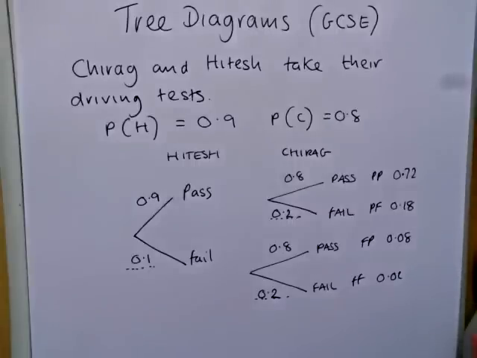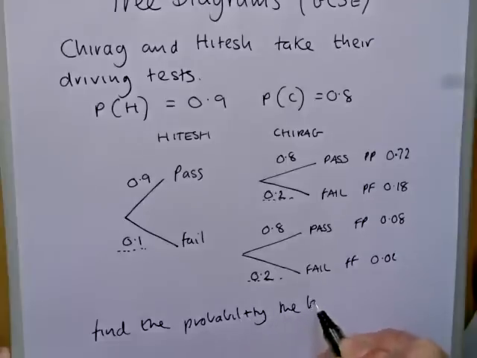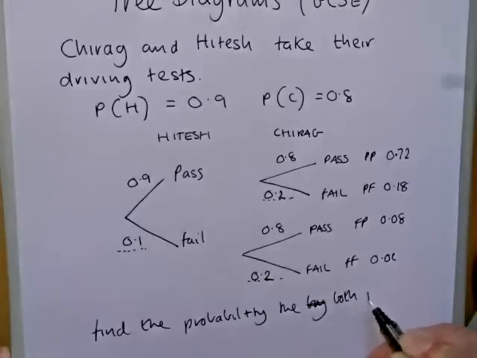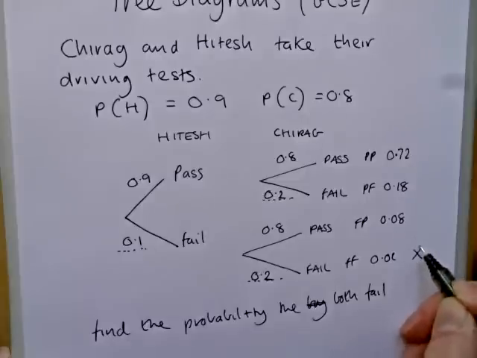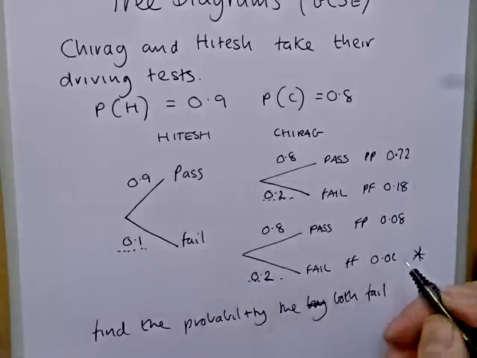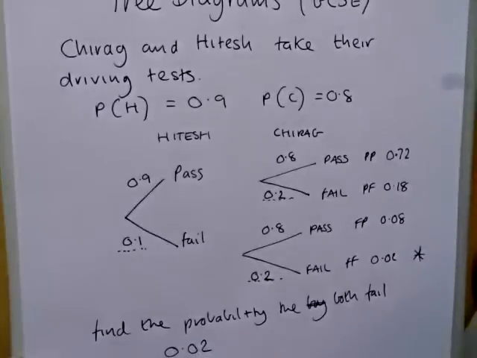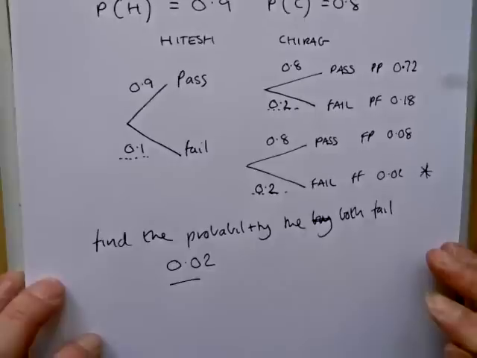So we then can be asked a number of different sort of questions. We might be asked the question, find the probability they both fail. That's Hitesh failing and Shirek failing, which would be 0.02. So we can simply take that answer from the table itself.